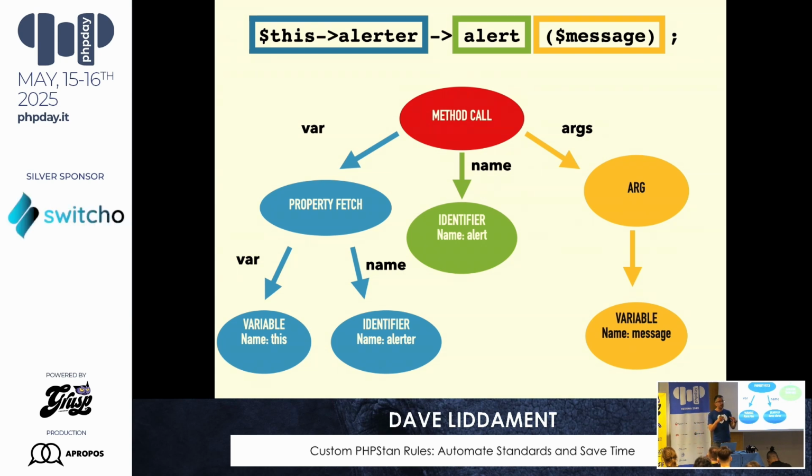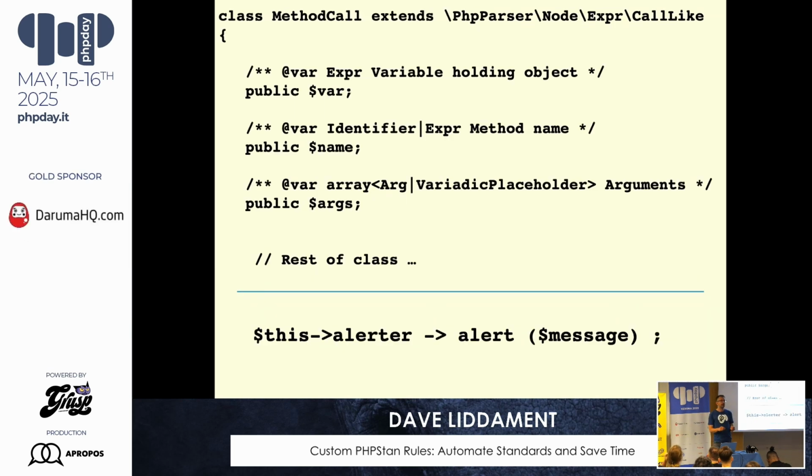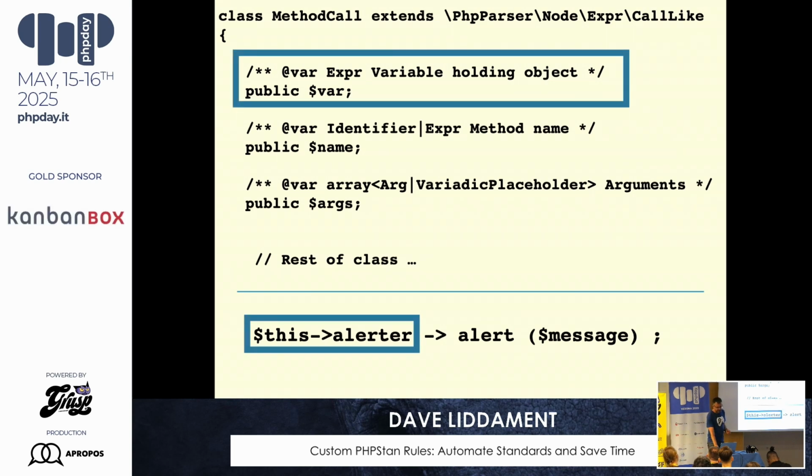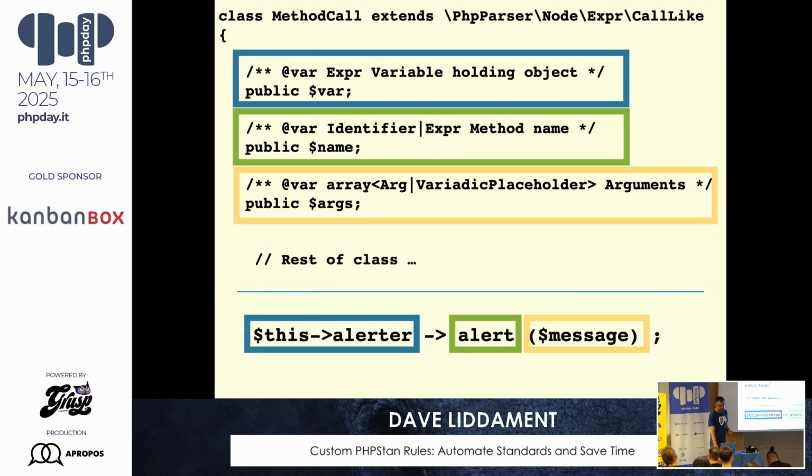And again, if we were to look in the PHP parser library, we can see that there is something called method call, and we can see it's got 3 properties. It's got the $var, $name, and $args.